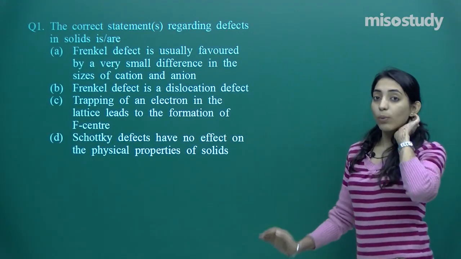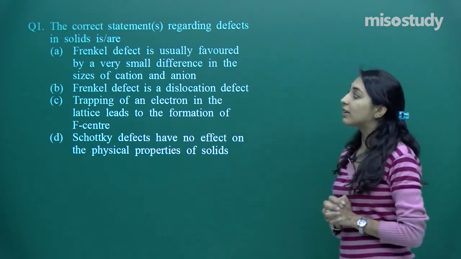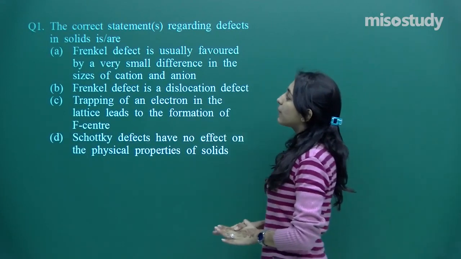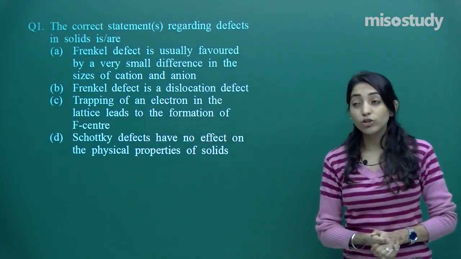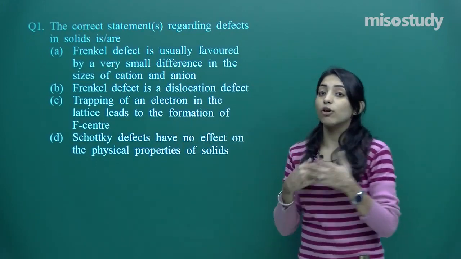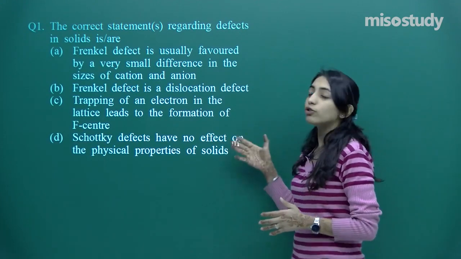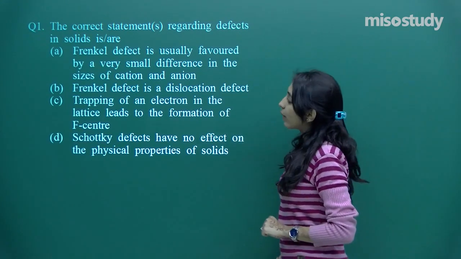Question number 1 says that the correct statements regarding the defects in solids are. These are the 4 statements given to you. It's a multi-correct question. Maybe only one answer is correct or maybe more than one answer is correct. So you need to figure out which of the following options are correct. Let us see what's the question.